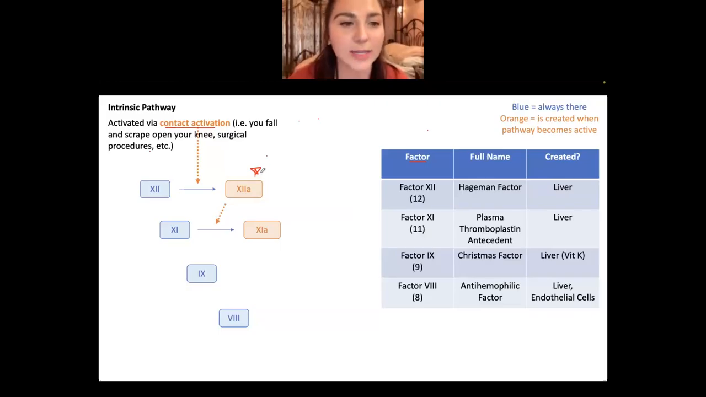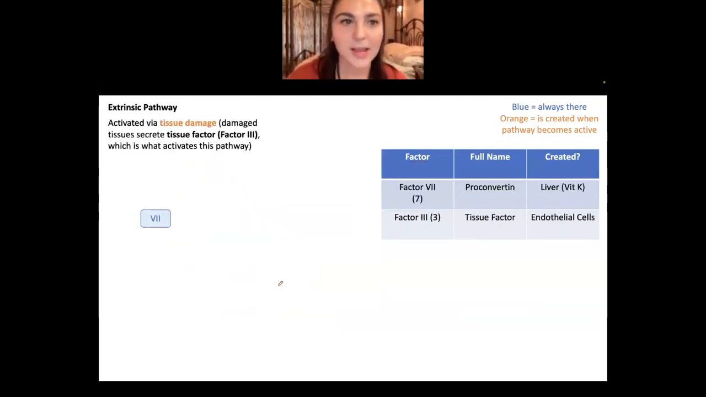12A is going to go ahead and convert factor 11 to 11A. Okay. 11A is going to convert 9 into 9A, and then 9A is going to convert 8 into 8A. All right, so this is the first step of the intrinsic cascade. The first thing that happens, we got contact activation activating 12, and it's 12, 11, 9, 8. Cool. All right. So that's the intrinsic pathway. Here's the extrinsic pathway.